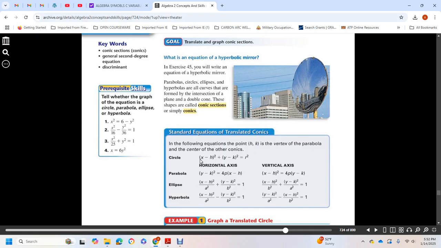Ellipses with horizontal axis: x minus h squared over a squared plus y minus k squared over b squared equals 1. Vertical axis: x minus h squared over b squared plus y minus k squared over a squared equals 1. Hyperbola: x minus h squared over a squared minus y minus k squared over b squared equals 1. Vertical axis of a hyperbola: y minus k squared over a squared minus x minus h squared over b squared equal to 1.